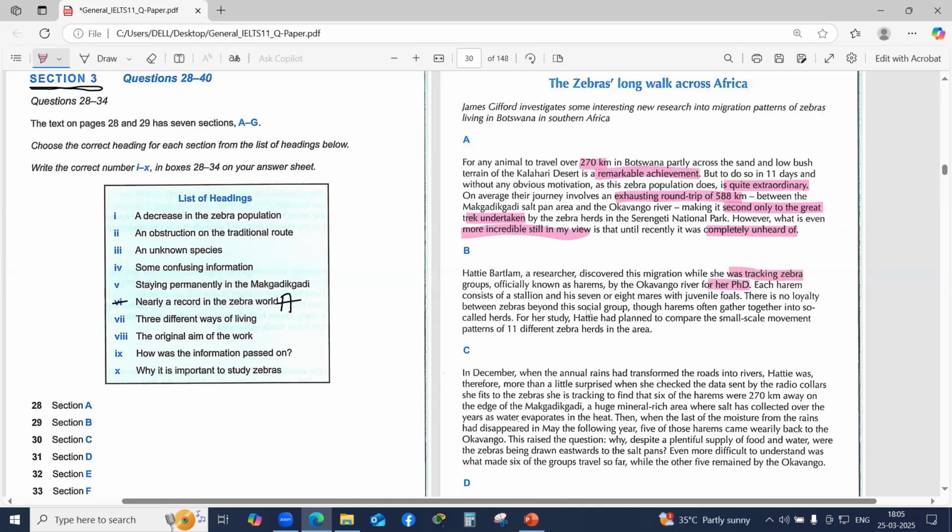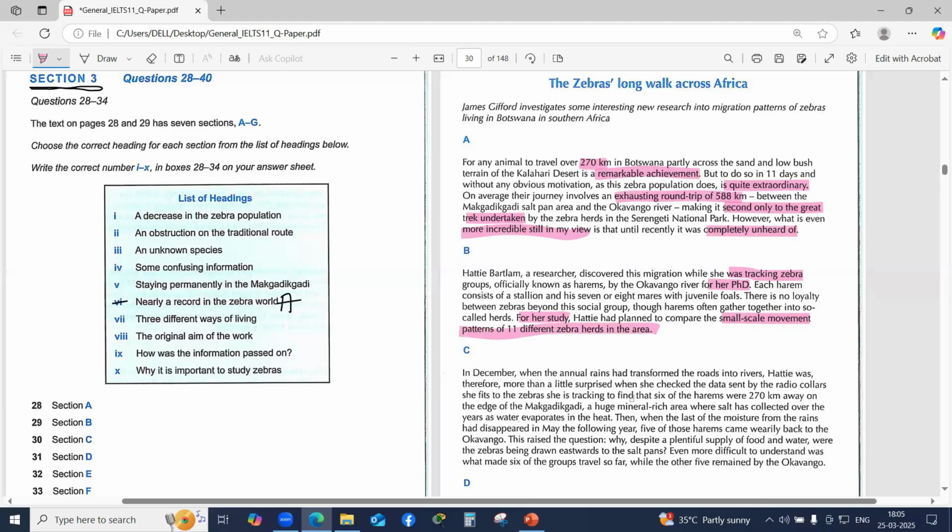Each harem consists of a stallion, 7 or 8 mares, and juvenile foals. There is no loyalty between zebras. They gather together in groups called herds. For her study, again for her PhD, she is planning to compare the small scale movement patterns of 11 different zebra herds. So this is very clear.